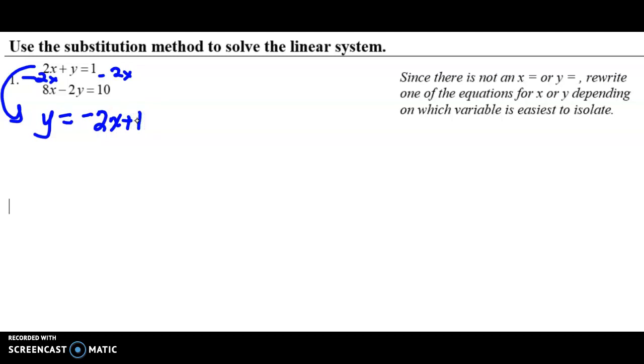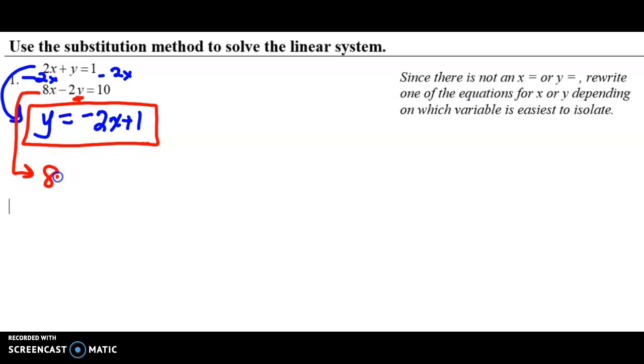Now I'm ready to do the substitution portion like we'd been practicing. This now is all by itself. These two things are equivalent. The y is by itself. I'm going to box it off. In my equation I have not worked with, I'm going to take this y out and replace it with negative 2x plus 1. So I'm now in the second equation.